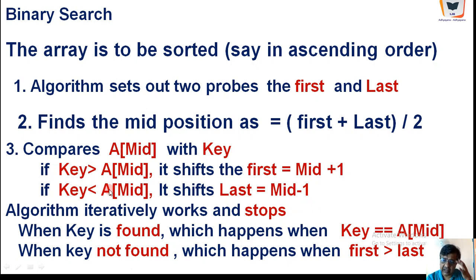Therefore, if any of the conditions are met, the array will be halved into two pieces. Therefore, the name binary. The algorithm anyway eventually has to stop.